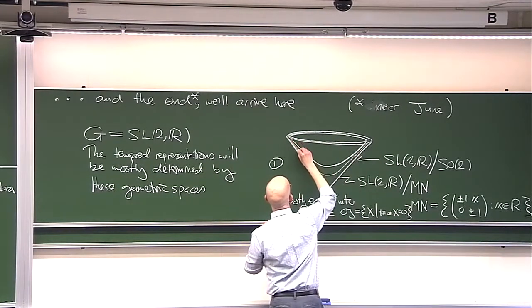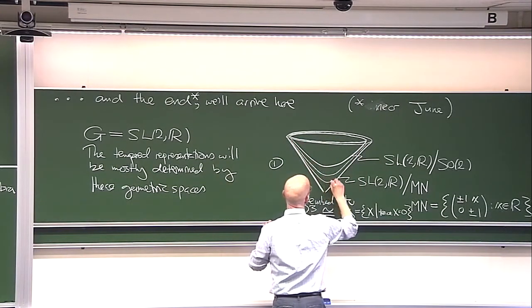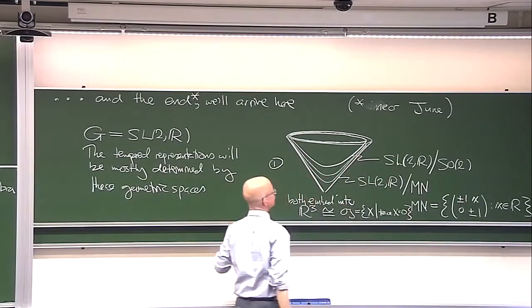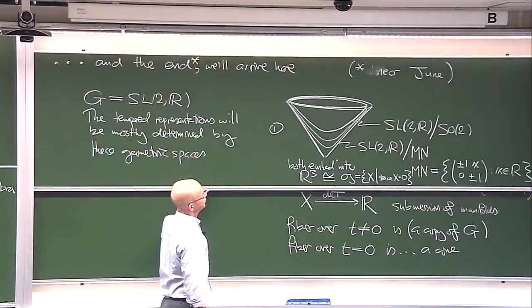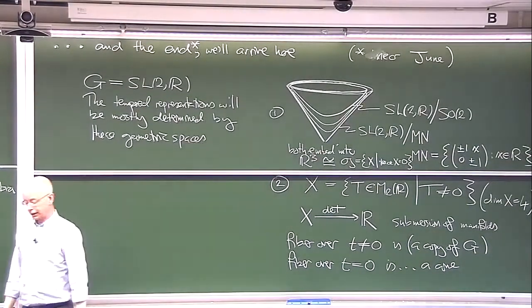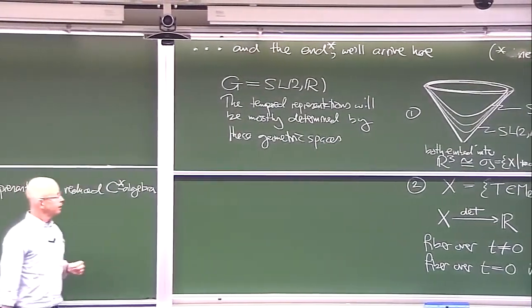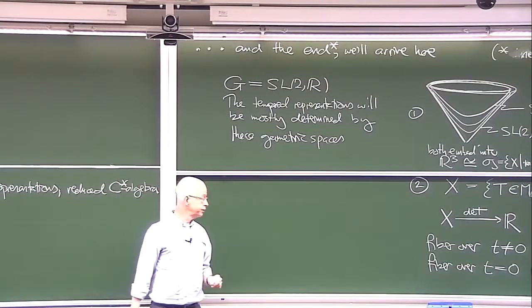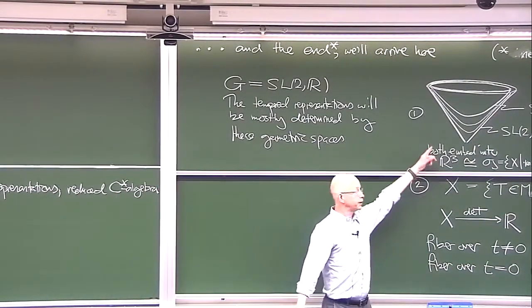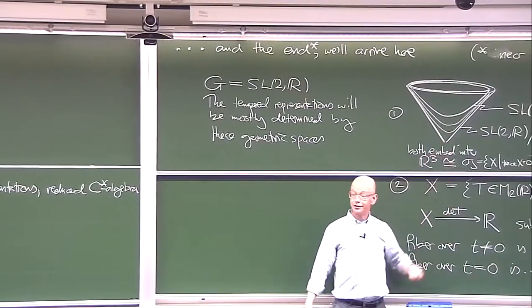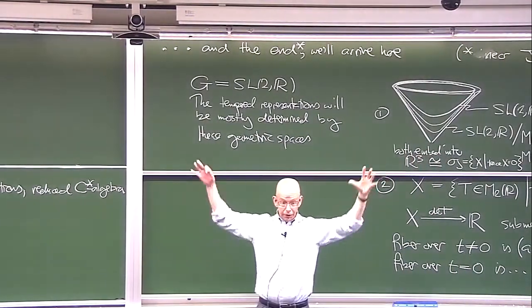other copies of SL2R divided by SO2, which increasingly approximate the cone. So the group G, this particular group of 2 by 2 matrices, is a deformation of a very much simpler space, which is just a cone, which has additional symmetries coming from rescaling.